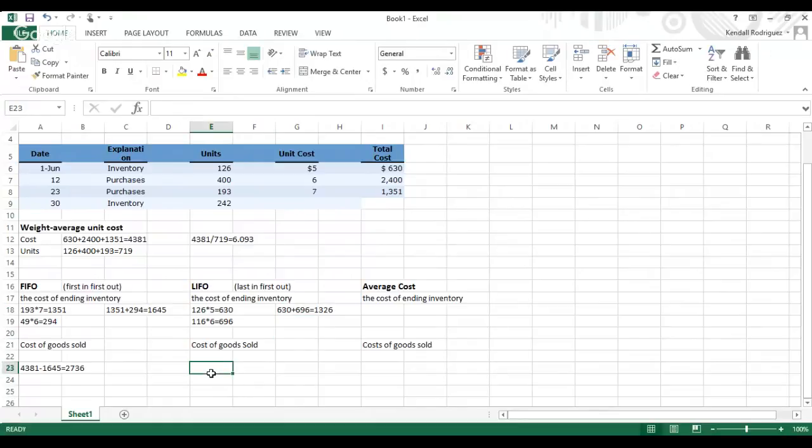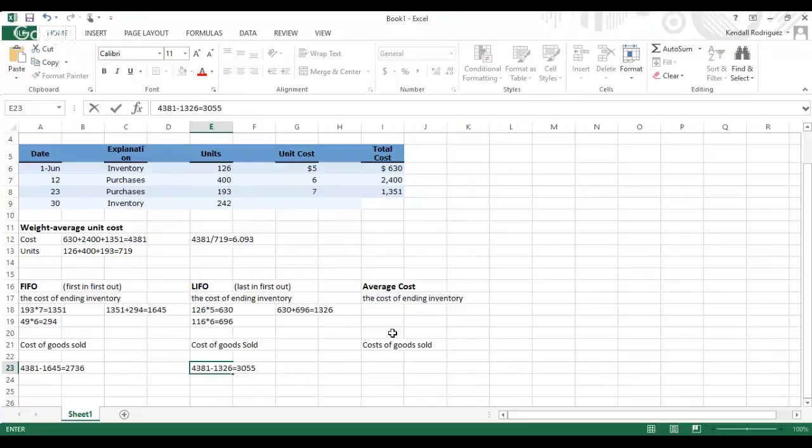And as before with the first in, first out, what we're going to do is take the cost of all of the inventory, so the 4,381 minus what was left, so the 1,326. And that equals out to be 3,055.